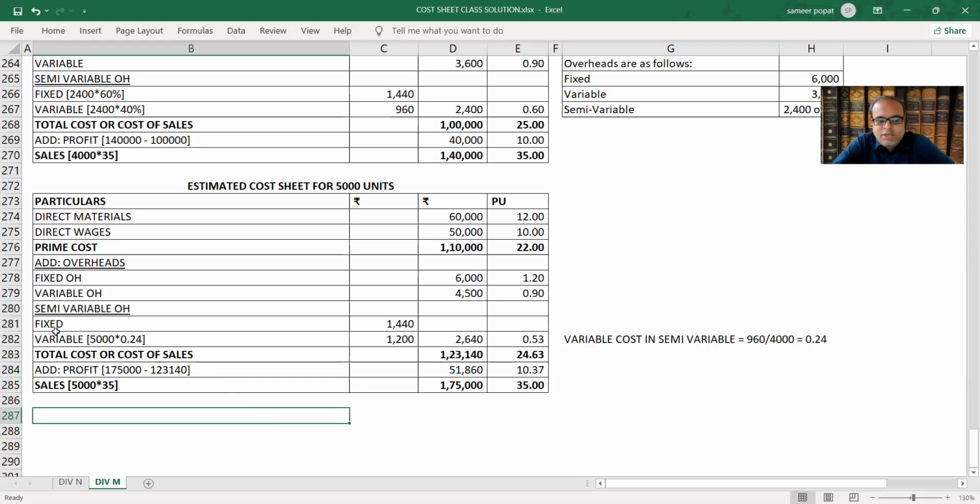So this part was very important. Semi-variable, fixed and variable component you need to find for 5,000 units. So fixed cost would remain constant at total amount, but in case of variable, per unit cost would be constant. So first you need to find per unit cost, that is 0.24, and the same per unit 0.24 you will use here. Okay, multiplied by 5,000 you will get total amount. Take the total in outer column, divided by 5,000 you will get final per unit cost.